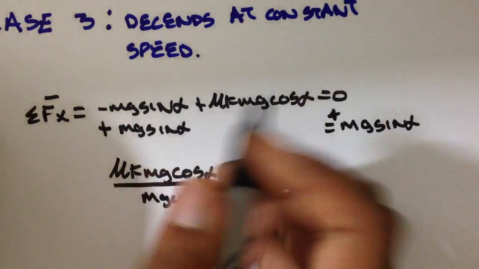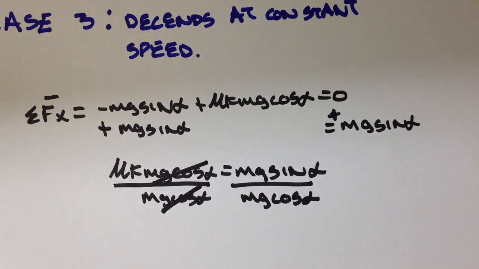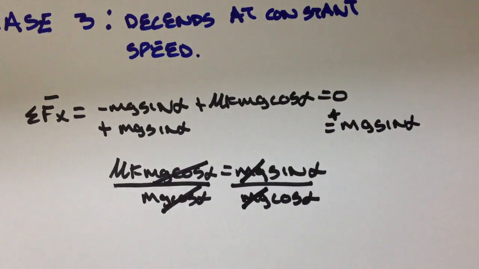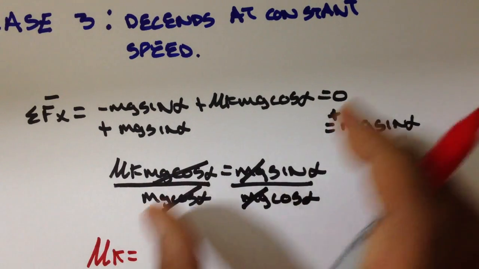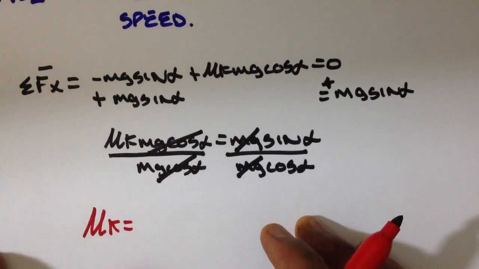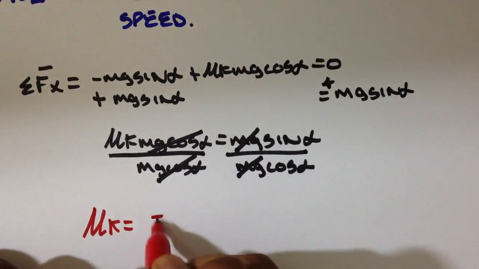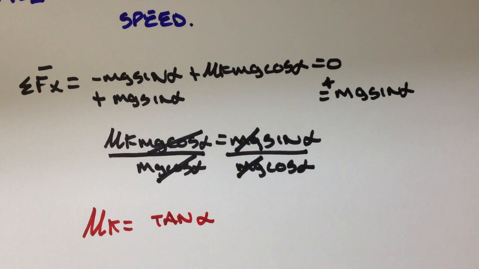On the left side, mg cosine alpha cancels with mg cosine alpha. On the right side, mg cancels with mg. And we're left with what we had in case 2, which I explained indirectly. The coefficient of kinetic friction when the block descends at constant speed is given by sine over cosine, or the tangent of alpha. Okay, so to recap very quickly, we have case 1.